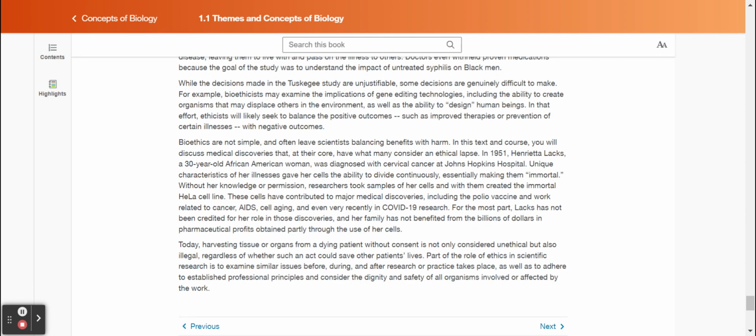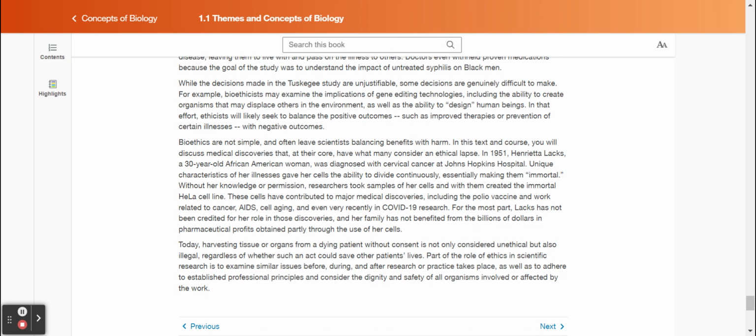For example, bioethicists may examine the implications of gene editing technologies, including the ability to create organisms that may displace others in the environment, as well as the ability to design human beings. In that effort, ethicists will likely seek to balance the positive outcomes, such as improved therapies or prevention of certain illnesses, with negative outcomes. Bioethics are not simple and often leave scientists balancing benefits with harm.